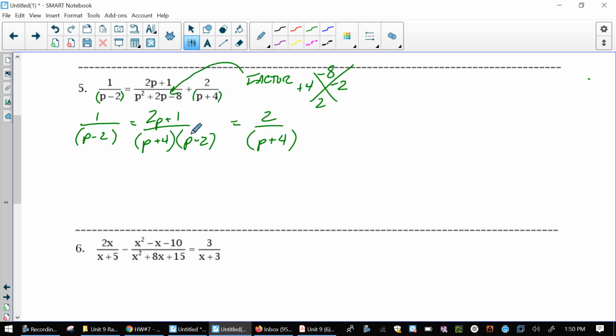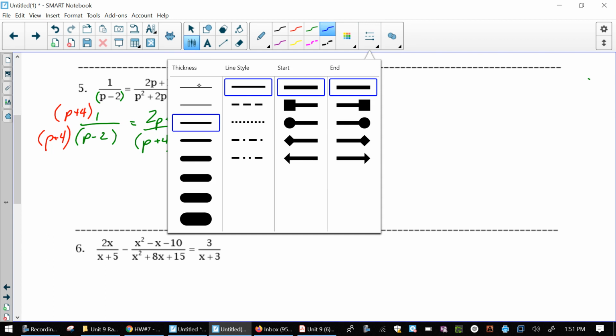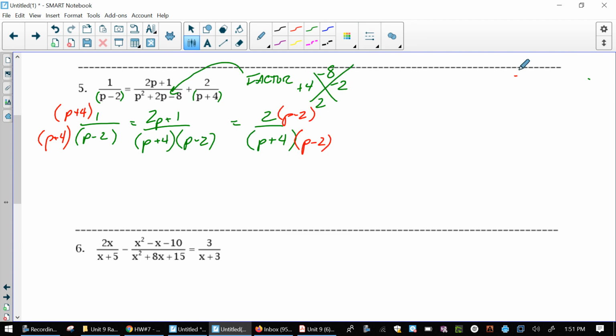So let's see, I have p plus 4, p minus 2, so that means this guy needs a p minus 2, right? P minus 2. This guy needs a p plus 4. Okay, now again, denominators are the same, so we don't care about them anymore because we can cancel them all out if we're working algebraically.